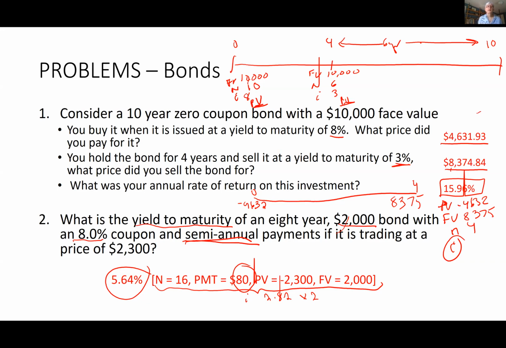So there's going to be another problem like this coupon bond problem, which is literally the same problem. It's just different numbers when we come to the practice problems at the end of class. All right, onward.